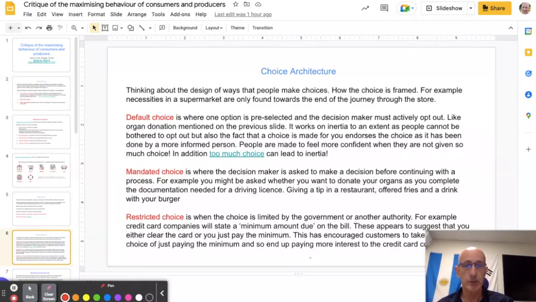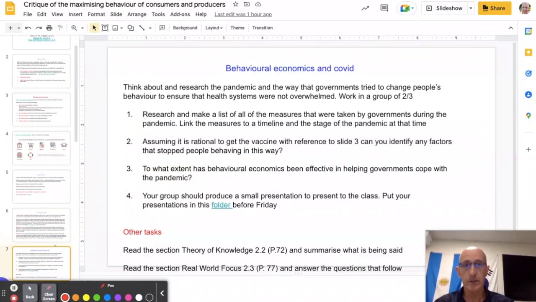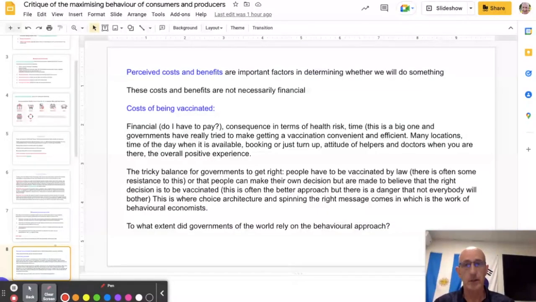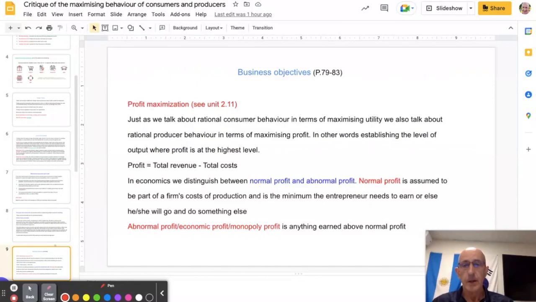Obviously, you did have other choices. You could have paid half. You could have paid 75% or whatever. But you're not led to believe that you have those choices. There are some slides here just to reference behavioural economics and the COVID crisis. That could be an extended essay topic in itself, but that's a whole area of behavioural economics.